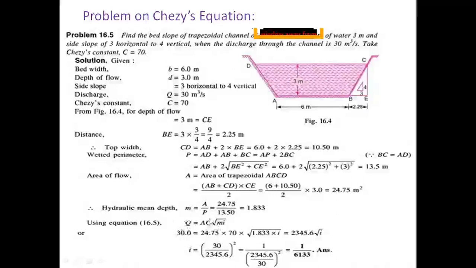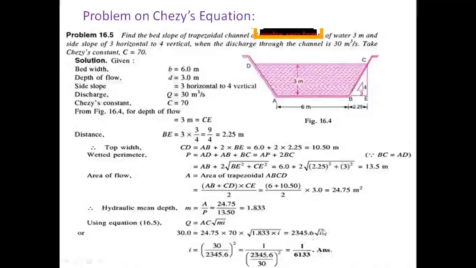So 30 equal to A, where A is the area of the channel, 24.75. C is Chezy's constant, given as 70, into root of m. The hydraulic mean depth value we find here is 1.833 into y. So 30 equals this whole value, which is 2345.6 into root i. We need to find the i value, the bed slope of the channel.